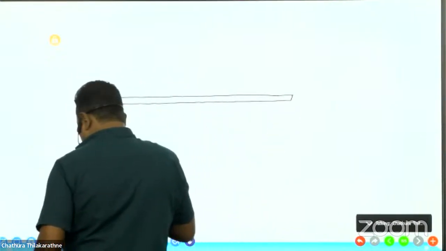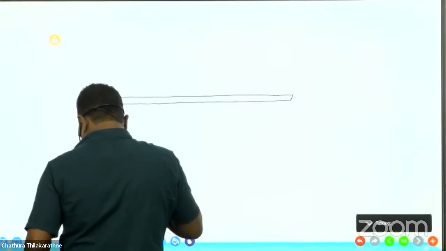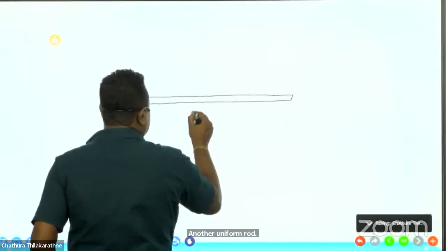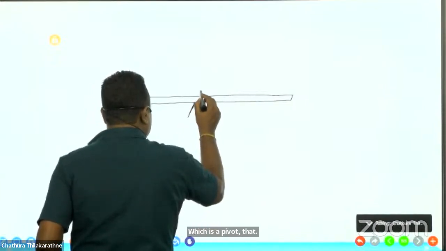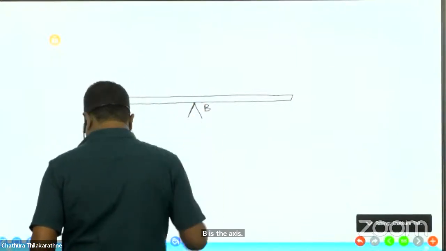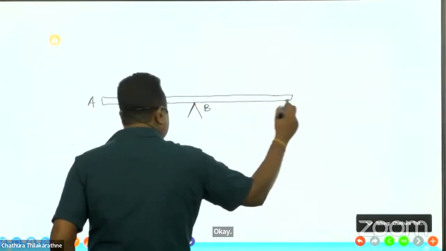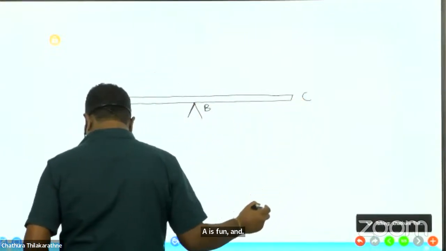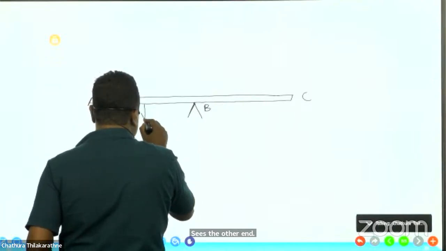Another uniform rod, which is pivoted at its center, point B. B is the axis. It is the center of this rod. A is one end. C is the other end. 10 newtons of force is hung. 10 newtons.